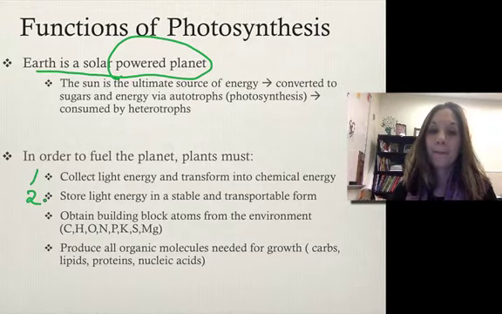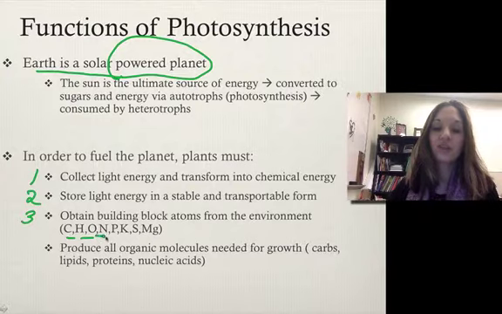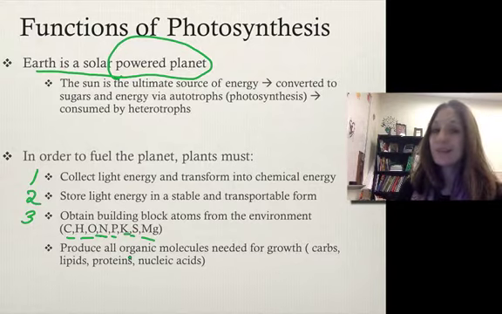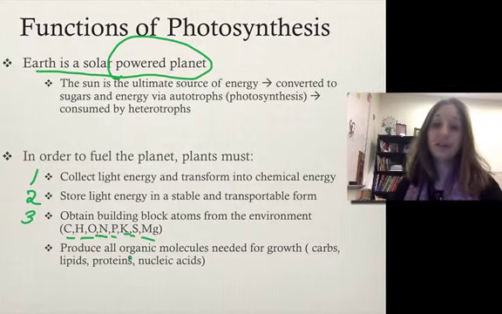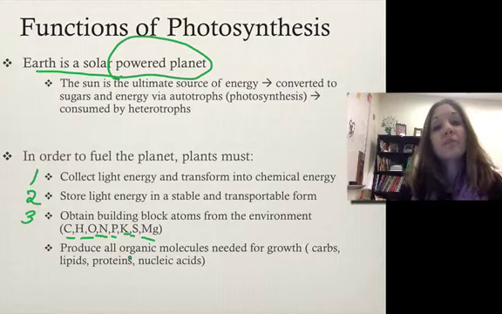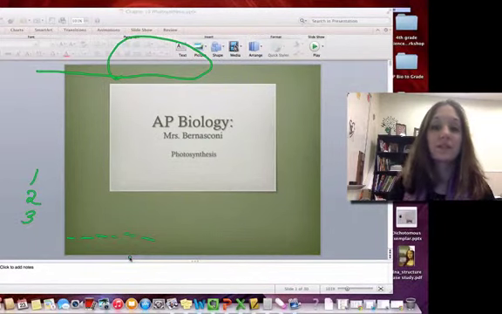In order to do these things, they have to obtain the building blocks from the environment. Those building blocks are carbon, hydrogen, oxygen, nitrogen, phosphorus, potassium, sulfur, and magnesium. These are going to be incorporated into the macromolecules that can then be chemical energy for other plants or for other organisms. In addition, plants have to produce all of the molecules that they need for life. So not only are they engaging in photosynthesis, but we get a lot of the molecules we need by consuming food and by taking those parts and building them into new molecules. Well, plants need to do this too. They need to manufacture all of the proteins, lipids, and carbs.